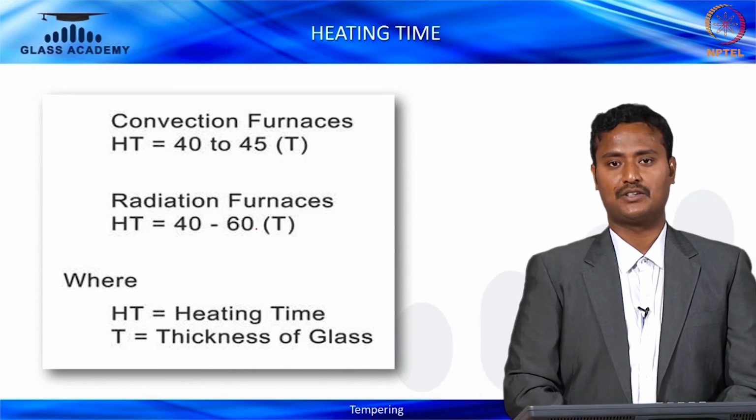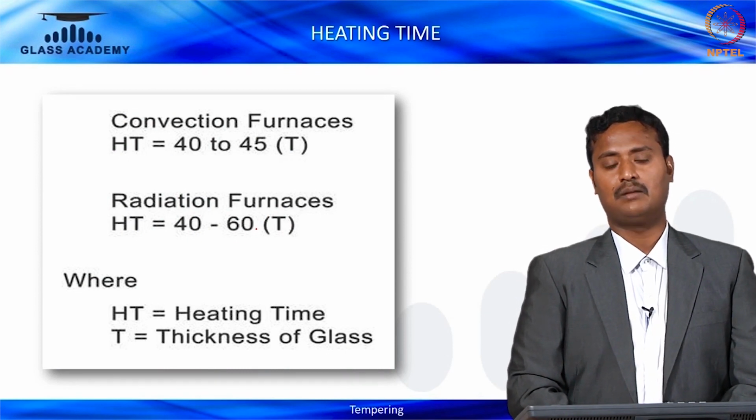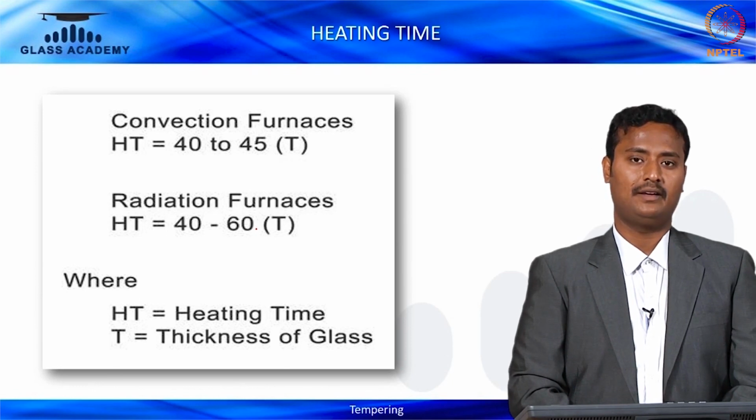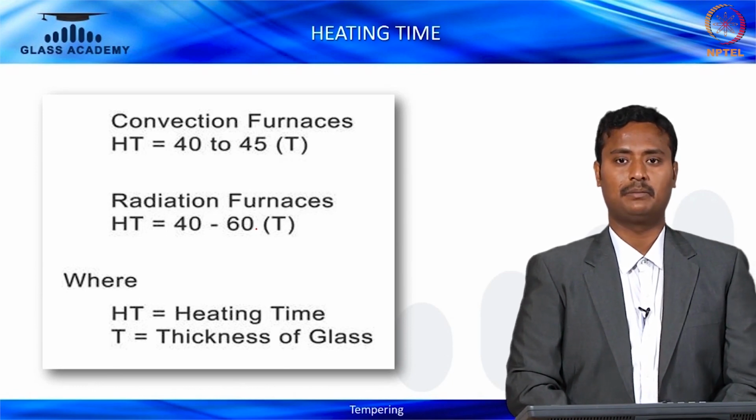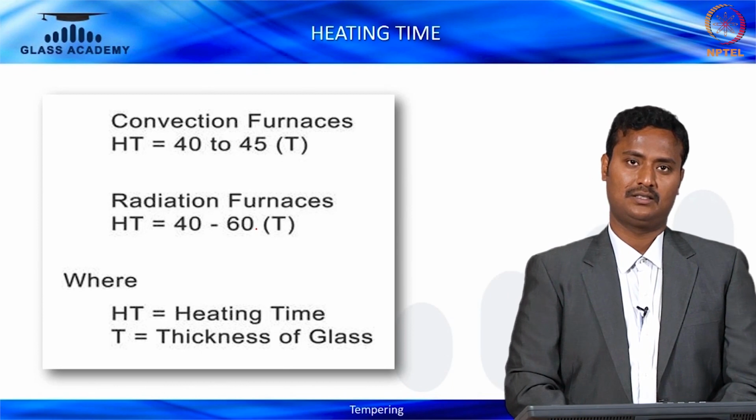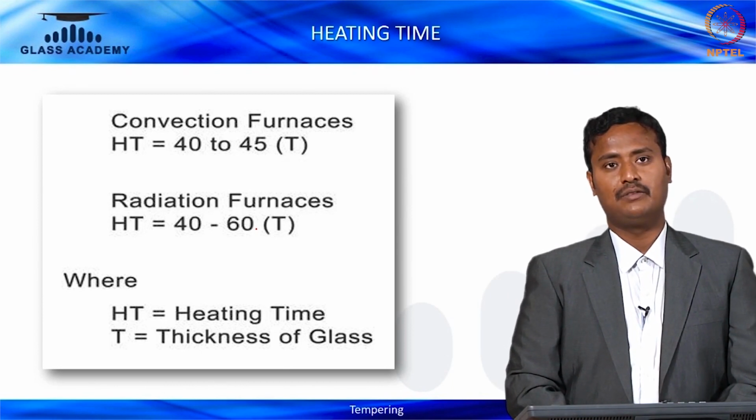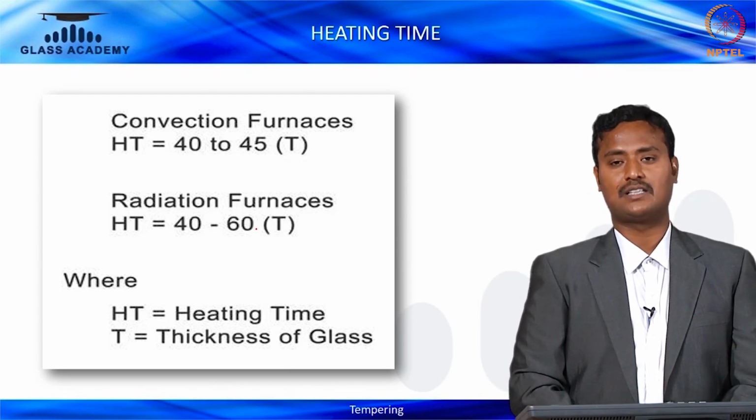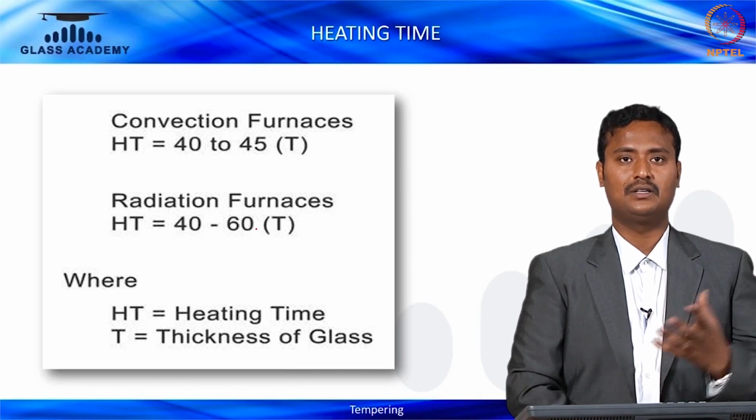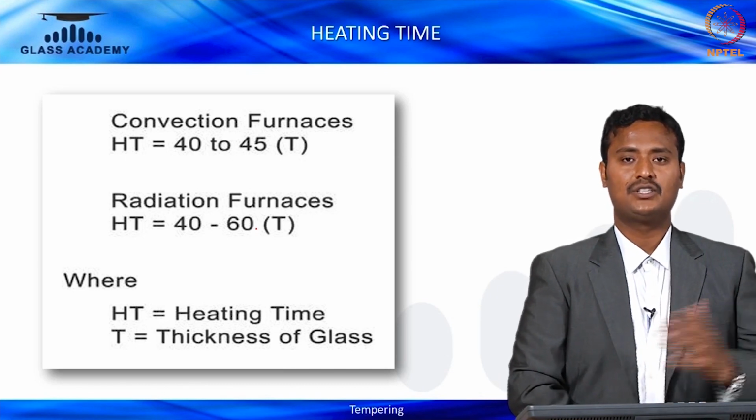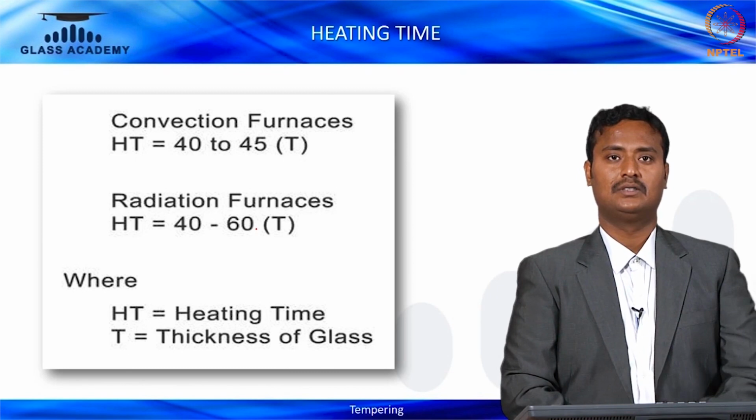If you are using the convection furnace, heating time would be 40 to 45 times the thickness of your glass. For radiation types, if you use it, it is 40 to 60 times T, which is nothing but the thickness of the glass. HT is nothing but heating time.